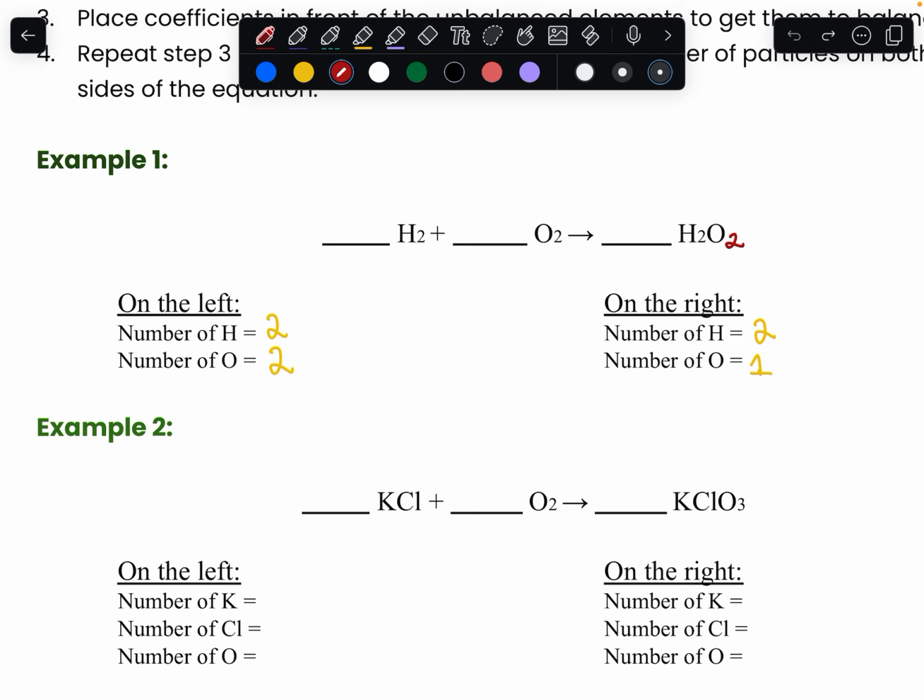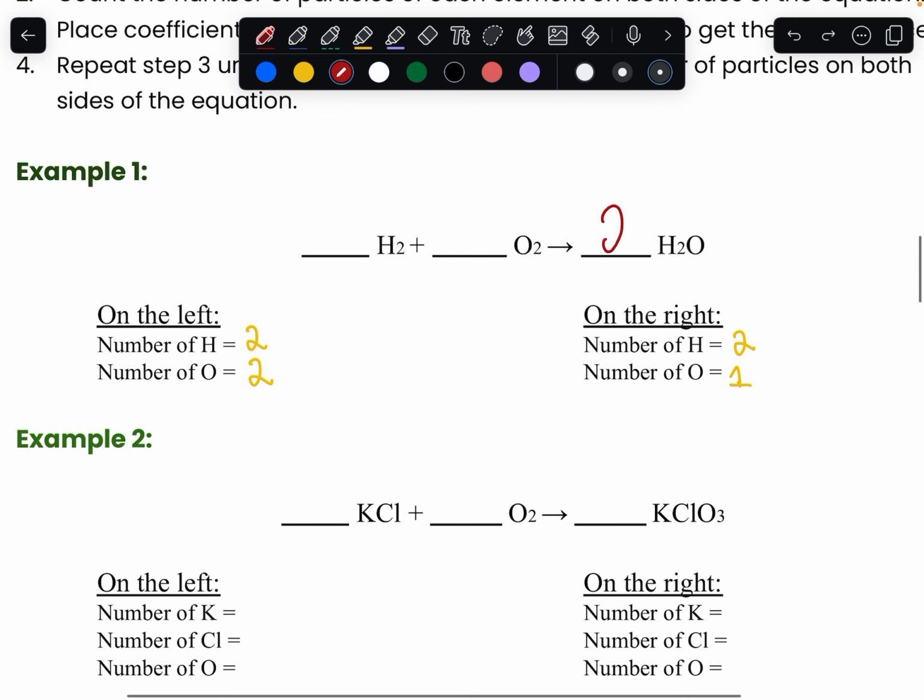Now, a lot of students would be tempted to put a little 2 here to balance this out, but this now has become hydrogen peroxide, which is a poisonous liquid that you cannot ingest. So we've changed the substance. That is not how we balance equations. What we do instead is we use a big 2 in front, and that 2 changes the number of oxygens. So this is being multiplied by that hidden subscript of 1 underneath the oxygen, giving us 2.